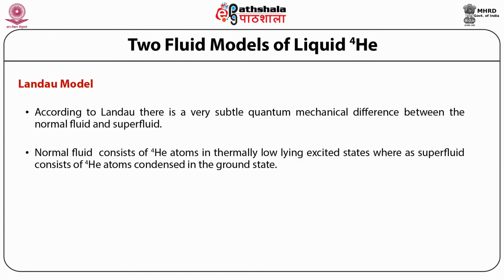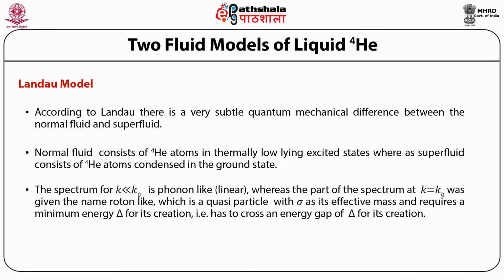The spectrum for k very much less than k0 is phonon-like, that is linear, whereas the part of the spectrum at k is equal to k0 was given the name roton-like, which is a quasi-particle with sigma as its effective mass and requires the minimum energy delta for its creation, that is, it has to cross an energy gap of delta for its creation.